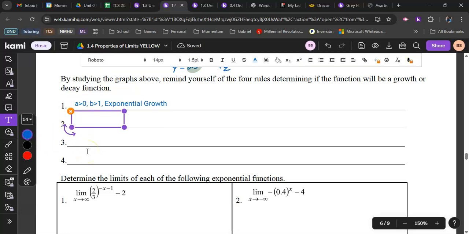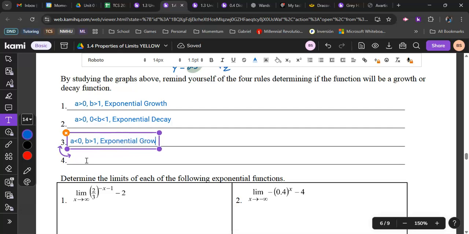Our next option is that A could be bigger than 0 and B could be between 0 and 1. This would be exponential decay. I'm going to show you what they look like after. We'll draw them out. Or I could have A less than 0 and B greater than 1. This is exponential growth. Oh, sorry, decay. That's decay.